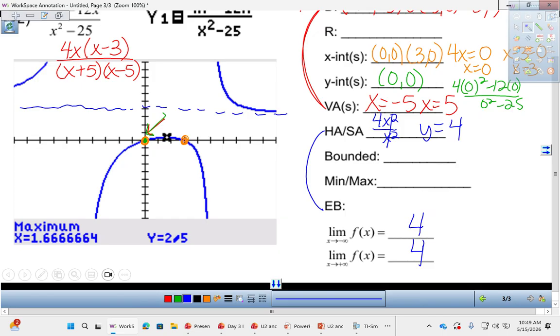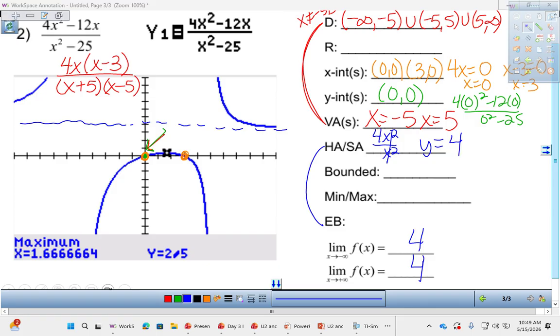Now you see how that U shape is a maximum because it's an upside down U. Would you consider that an absolute? Is the top of the U the highest point on the graph? No. There's all this graph up here too. So it's called local. If there's not an absolute max, then it's not bounded. If there's not an absolute min, then it's not bounded. Yes, that's a maximum, but it's not absolute, so this would be not bounded.